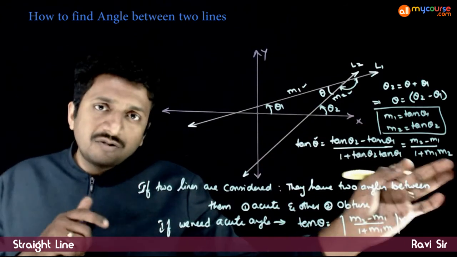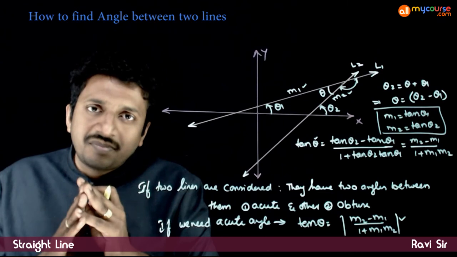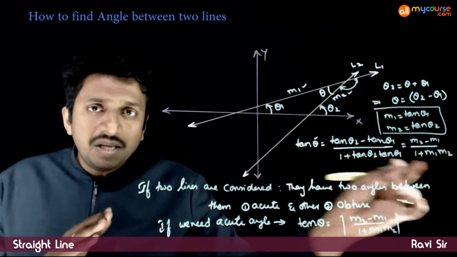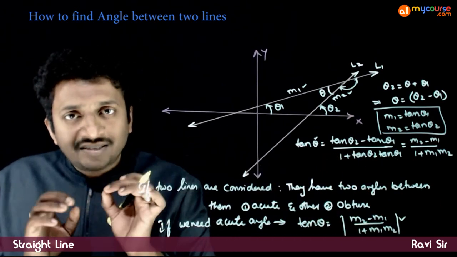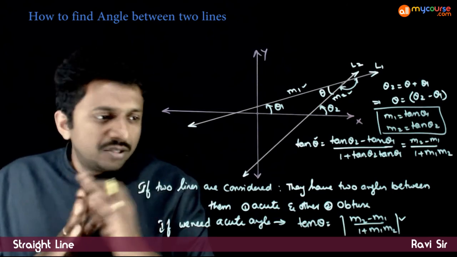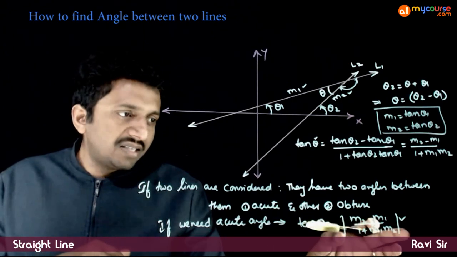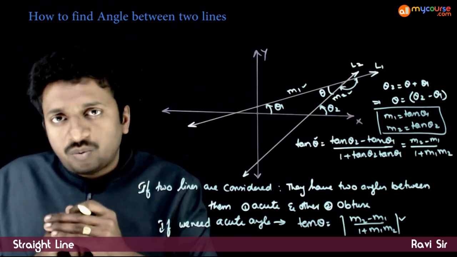Both the values will be numerically the same, just the sign might be different. So if you want the acute angle, take tan theta is equal to mod of m2 minus m1 by 1 plus m1 m2.